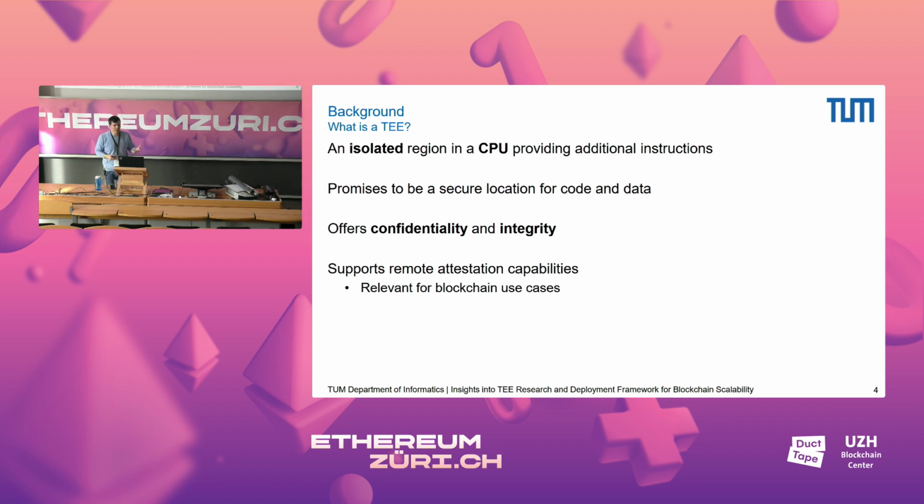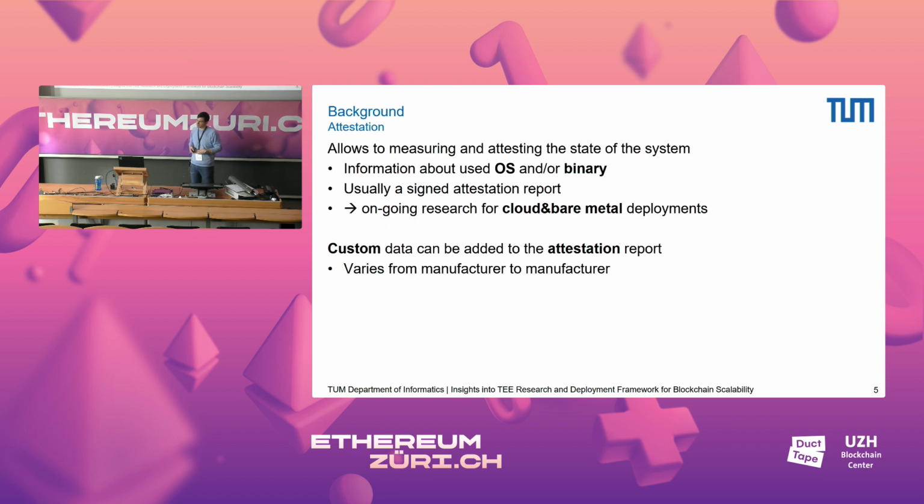You can think of a TEE as an isolated region on the CPU that provides additional instructions to users. The main premise of using TEEs is to provide a secure location where you can run your code and data in use. They aim to offer confidentiality and integrity. Also, very relevant for the blockchain use case, they provide remote attestation capabilities, meaning you can provide a proof or attestation report that others can verify to gain confidence that you are running your sensitive information inside a TEE.